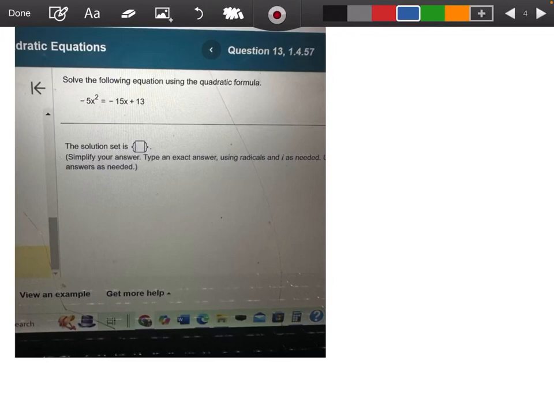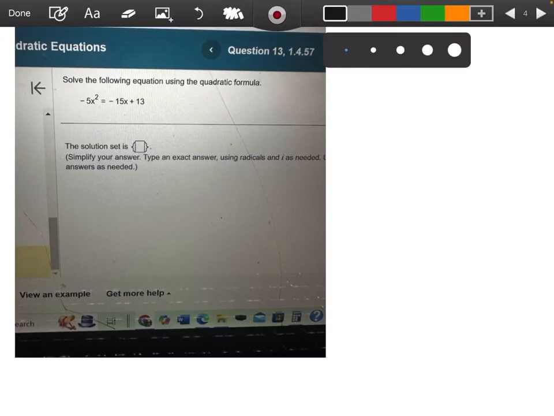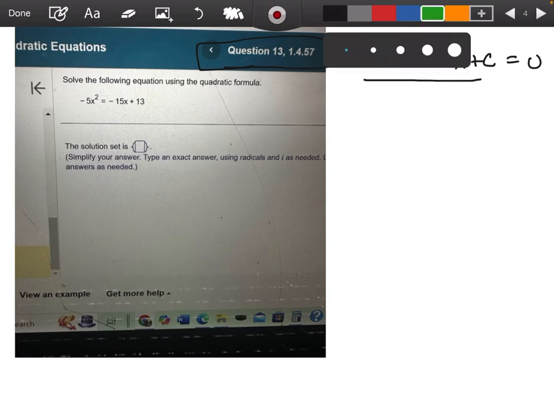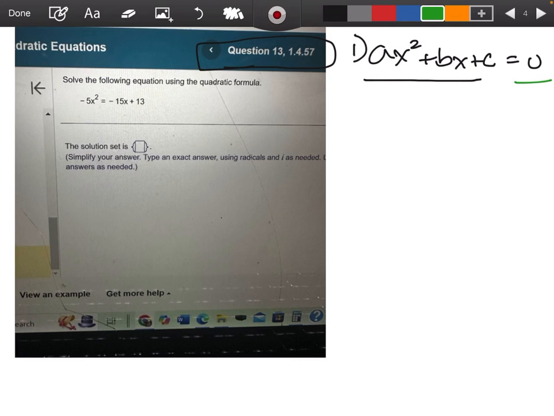All right, so y'all, this is question number 13. This is out of section 1.4, and we're being asked to solve this equation using the quadratic formula. A couple of things before we actually start working on the problem. Number one, we want to make sure that all of our problems are in this format right here, so all the terms are on one side, and we have 0 on the other, okay?